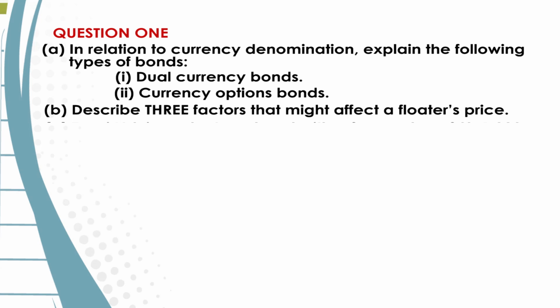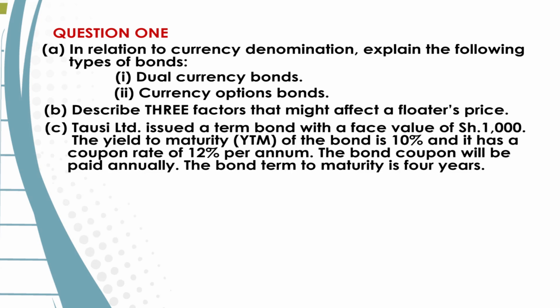We move on to part C. Tausi Limited issued a term bond with the face value of 1,000 shillings. The yield to maturity of the bond is 10% and it has a coupon rate of 12% per annum. The bond coupon will be paid annually. The bond term to maturity is 4 years.